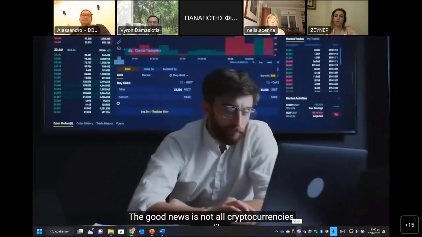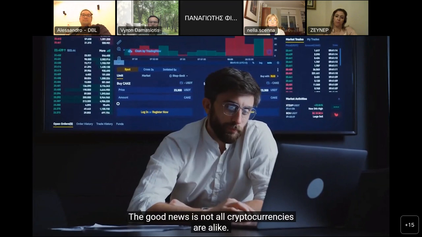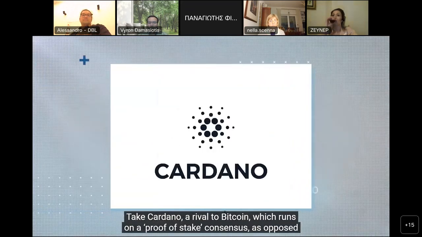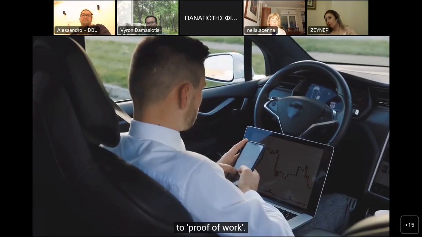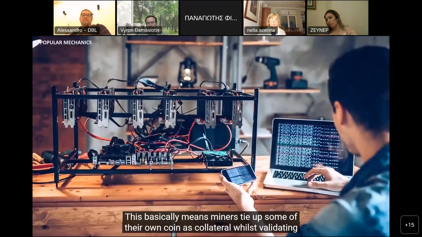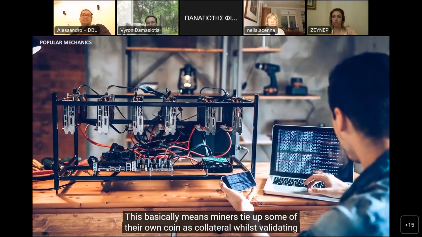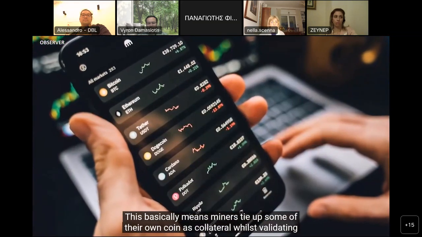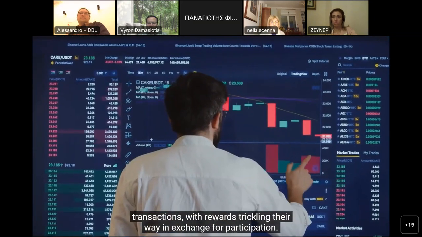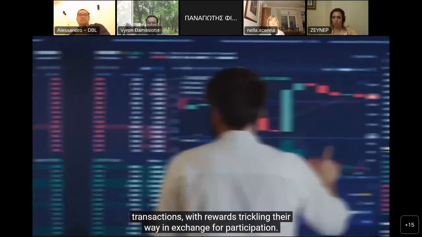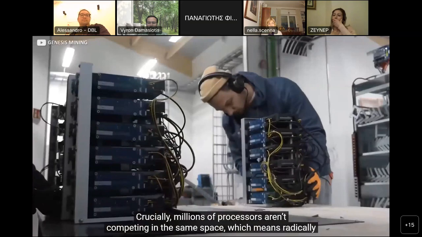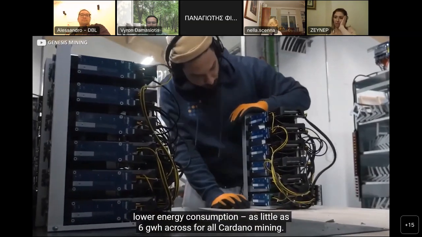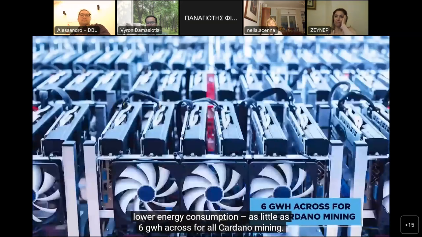The good news is not all cryptocurrencies are alike. Take Cardano, a rival to Bitcoin, which runs a proof-of-stake consensus as opposed to proof-of-work. This basically means miners tie up some of their own coin as collateral whilst validating transactions, with rewards trickling their way in exchange for participation. Crucially, millions of processors aren't competing in the same space, which means radically lower energy consumption, as little as 6 gigawatt hours across all Cardano mining.